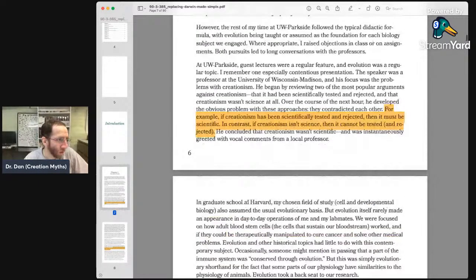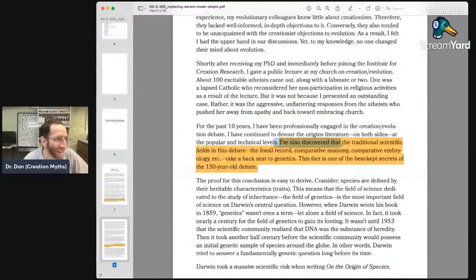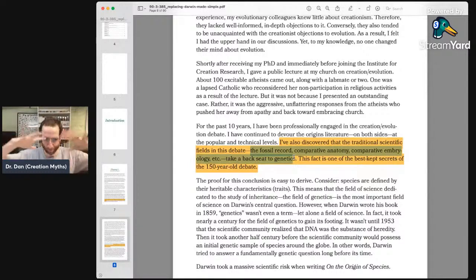Let's see here. So I've also discovered the traditional scientific fields in this debate, the fossils. So he's talking about how people have this conversation, evolution and creationism. And he's saying the fossil record, anatomy, and embryology take a backseat to genetics. True. In the modern way of doing this, genetics is king. It's all about genetics. This fact is one of the best kept secrets in the 150-year-old debate.